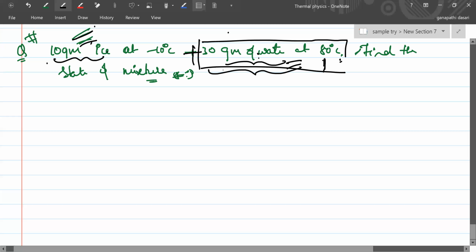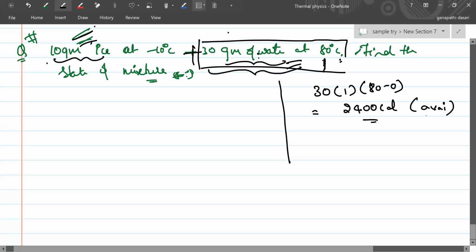Yes, sir. What I'm trying to find out is whether this entire water comes to 0 degrees, because that is the maximum it can give. Let me check that first in case, then I'll go to the other step of coming to ice also. First I'll check this. What is it? 30 into 1 into 80 minus 0, right? Yes, sir. 2400 calories is available now. But suppose it is getting converted into ice also, more energy would be available.